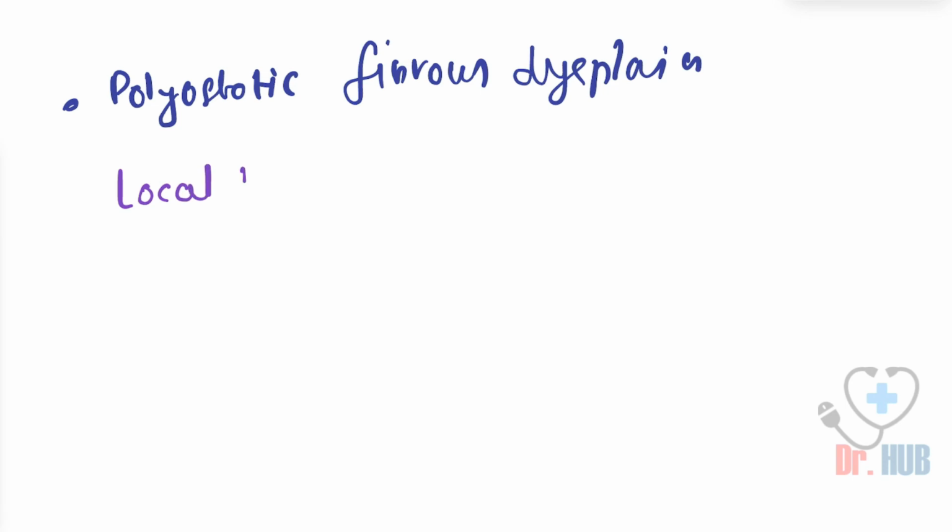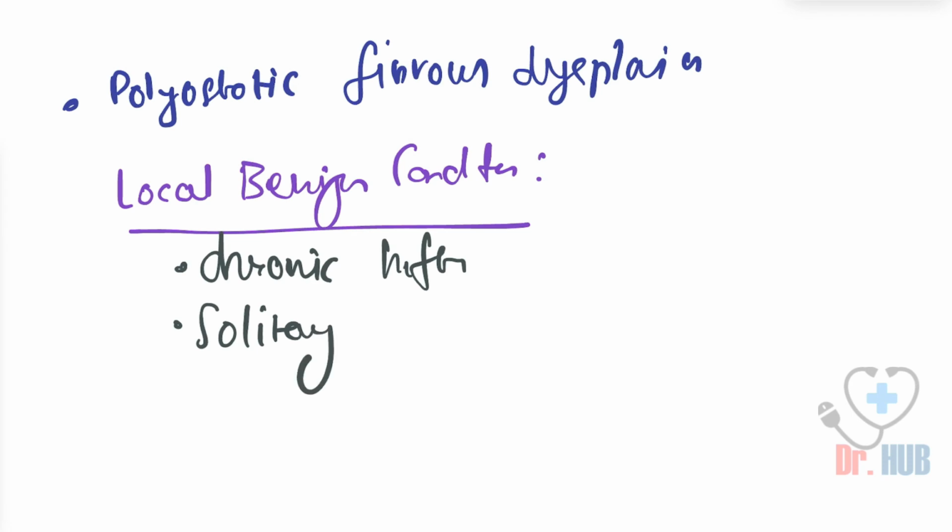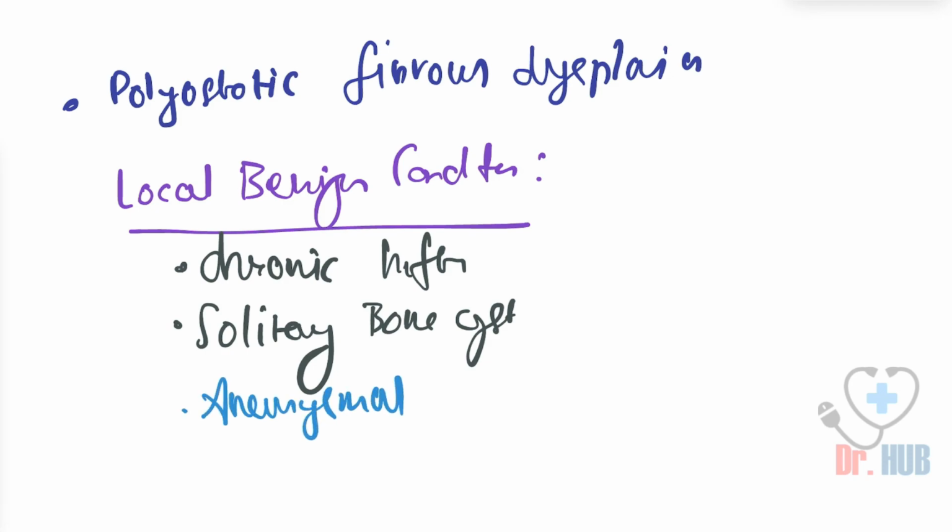Then we look at the local benign conditions. Under the local benign conditions, there is chronic infection. Next, there is solitary bone cyst. Then comes the aneurysmal bone cyst, as well as the chondroma.